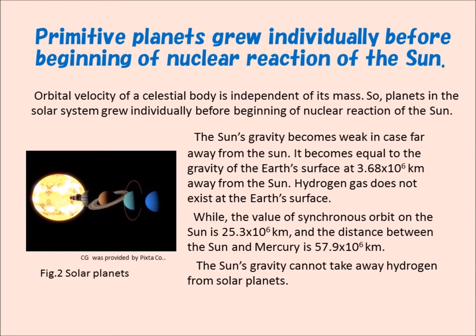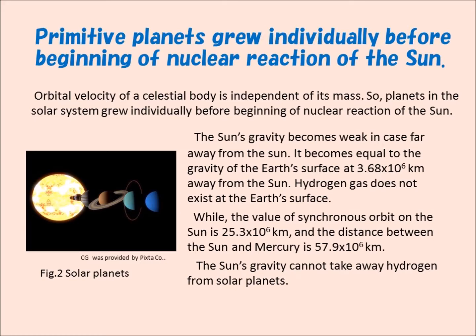Primitive planets grew individually before the beginning of nuclear reaction of the Sun. The orbital velocity of a celestial body is independent of its mass. So, planets in the solar system grew individually before the beginning of nuclear reaction of the Sun.